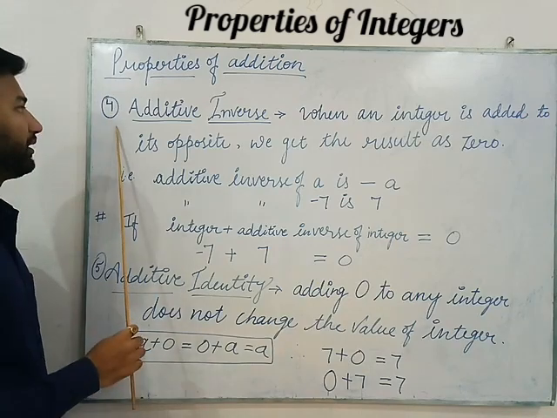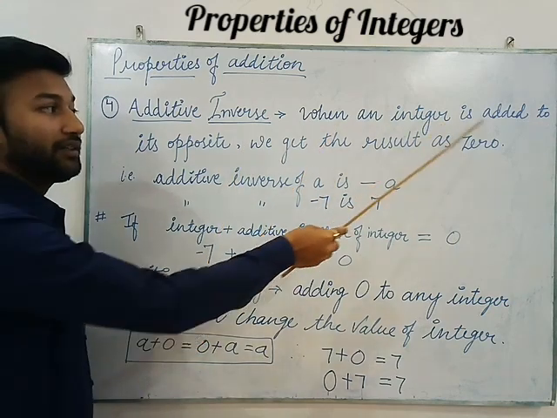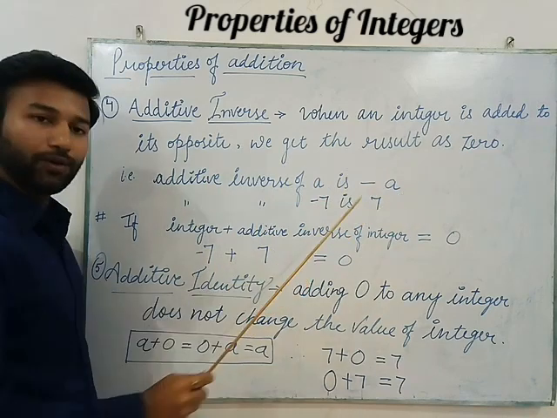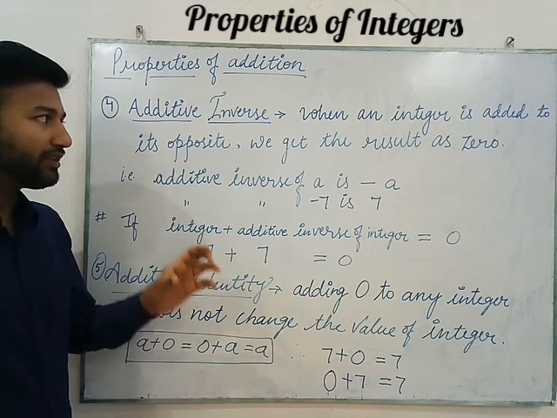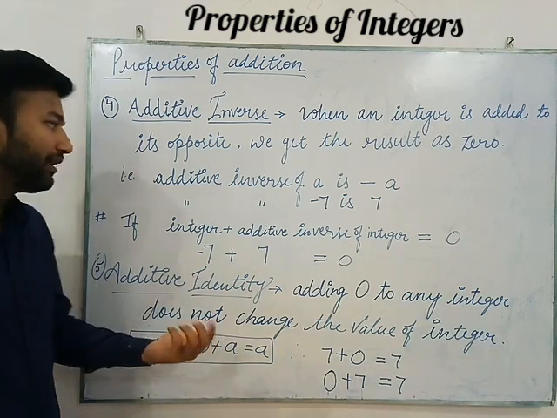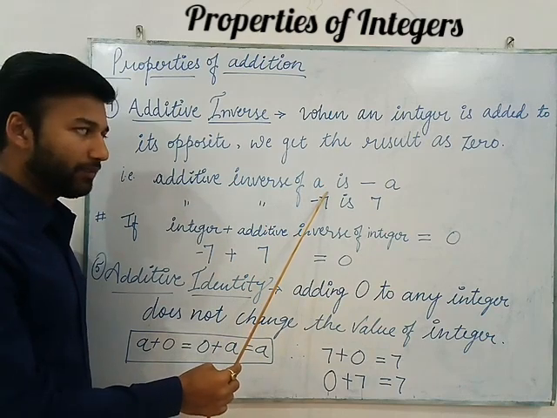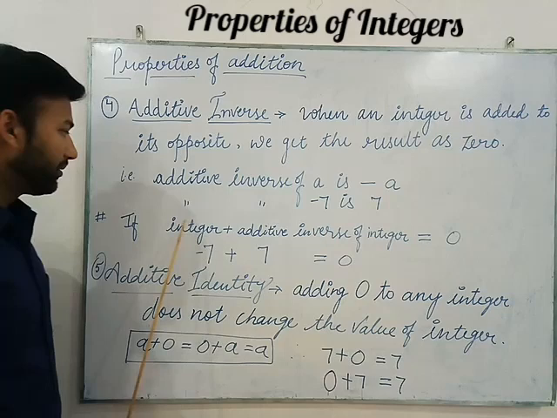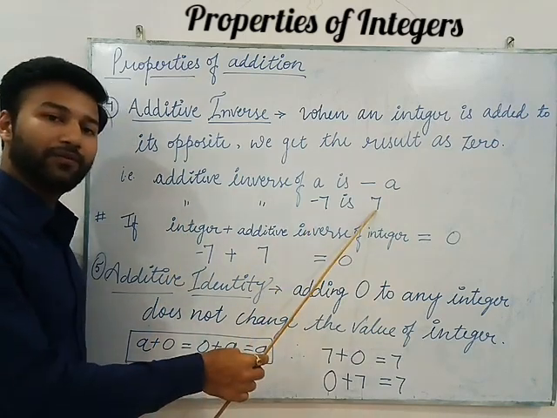Now the fourth property, additive inverse. It means when an integer is added to its opposite, we get the result as 0. What is the meaning of additive inverse? Additive inverse means the opposite of the integer. The additive inverse of a is minus a. Similarly, the additive inverse of minus 7 is positive 7.